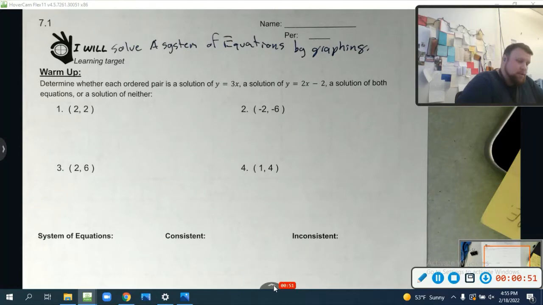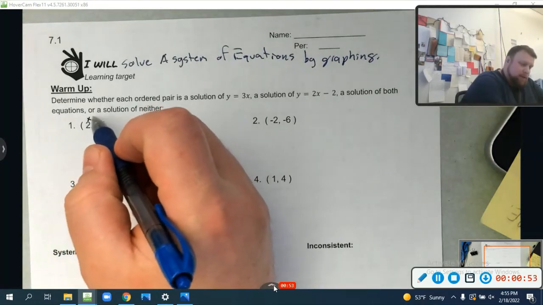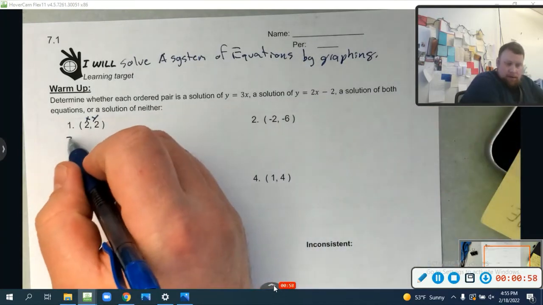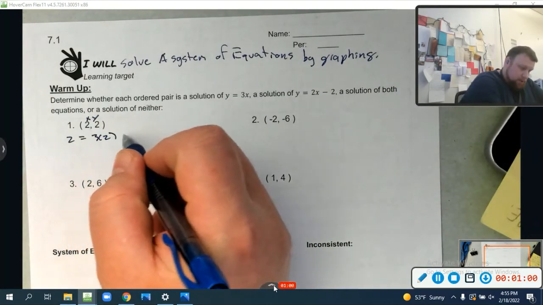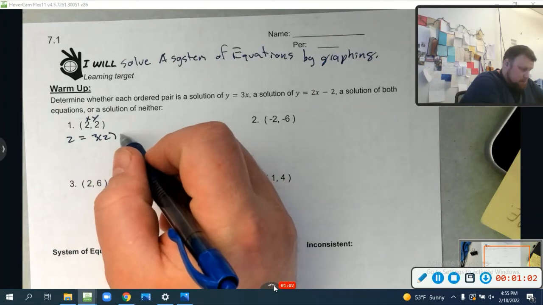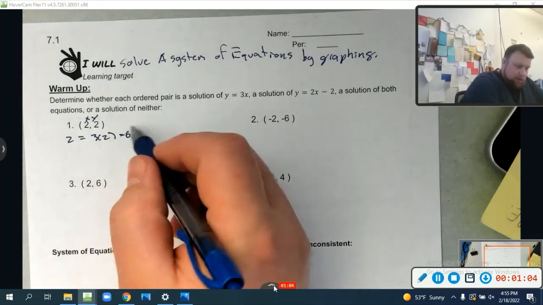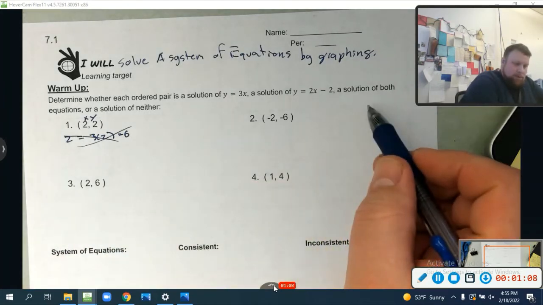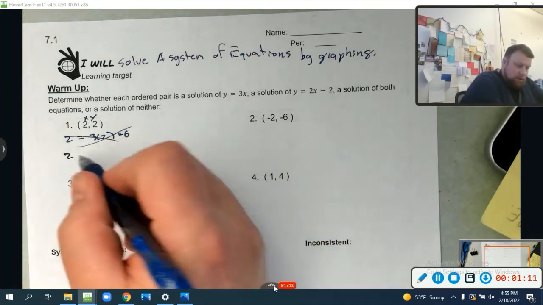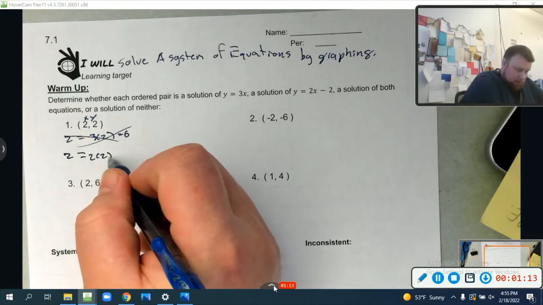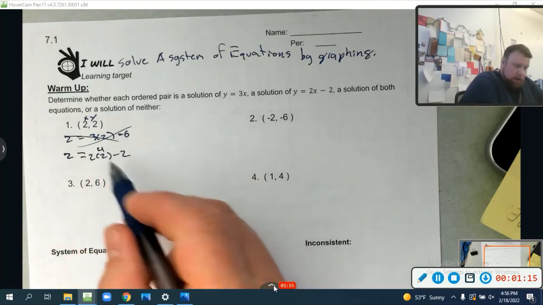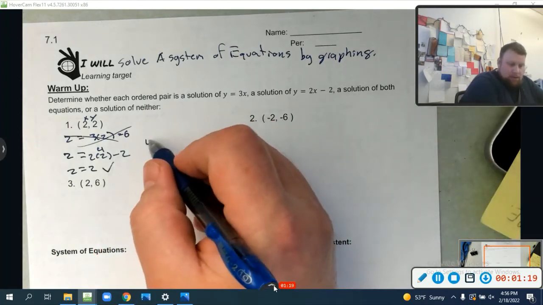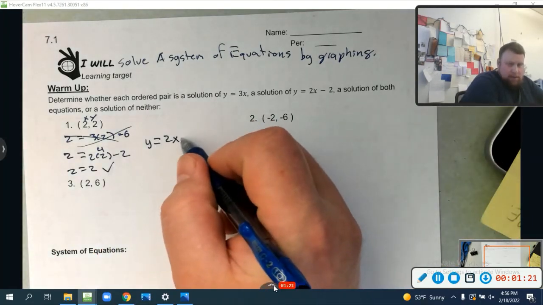So to check if it's a solution, we just plug it in. If this is my x and this is my y, for y equals 3x, I would have 2 equals 3 times 2, which is 6. Does 2 equal 6? Nope. So it's not a solution of y equals 3x. Let's try y equals 2x minus 2. That would be 2 equals 2 times 2 minus 2, which is 4 minus 2, which is 2. Does 2 equal 2? Yes, it does. So this is a solution for y equals 2x minus 2.